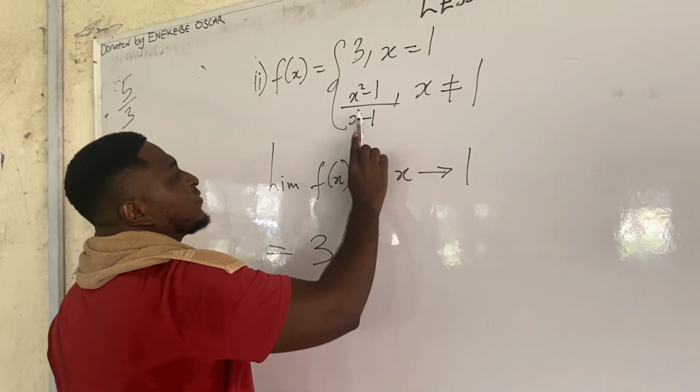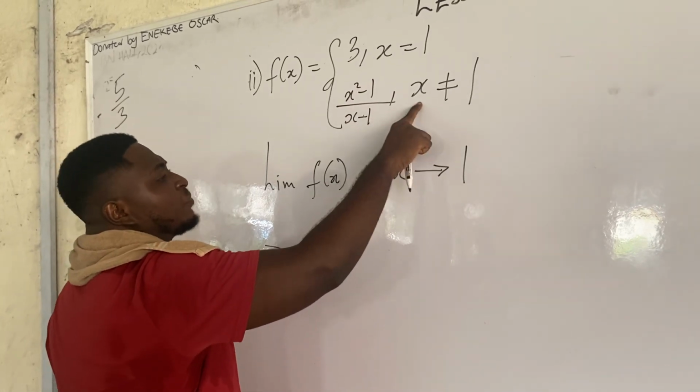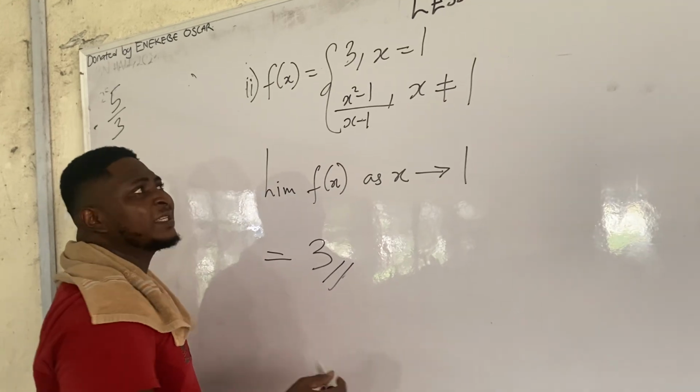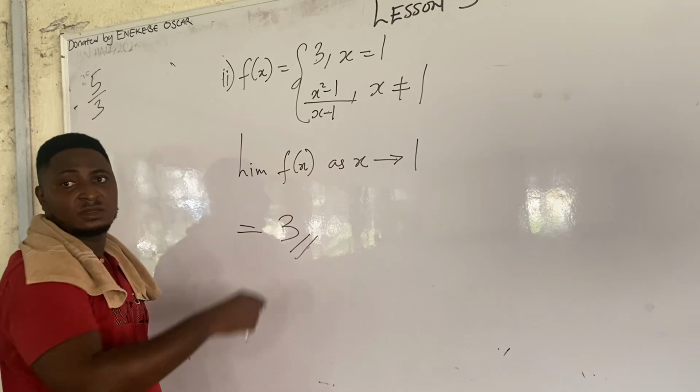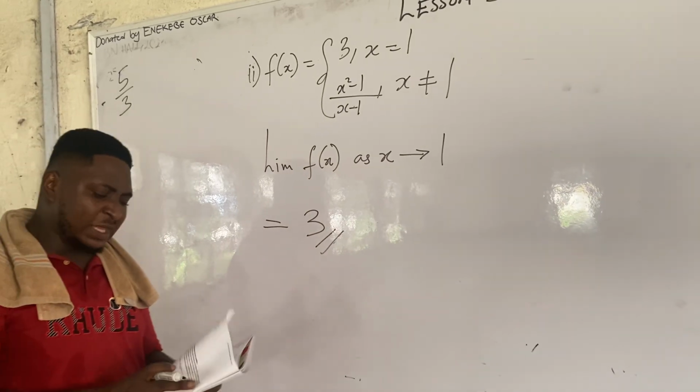Because we can't use this function. Why? To use this function, x must not be equal to 1. And they say find the limit of f of x as x tends to any other number apart from 1, you use this one down. So we are done with activity 3.3.